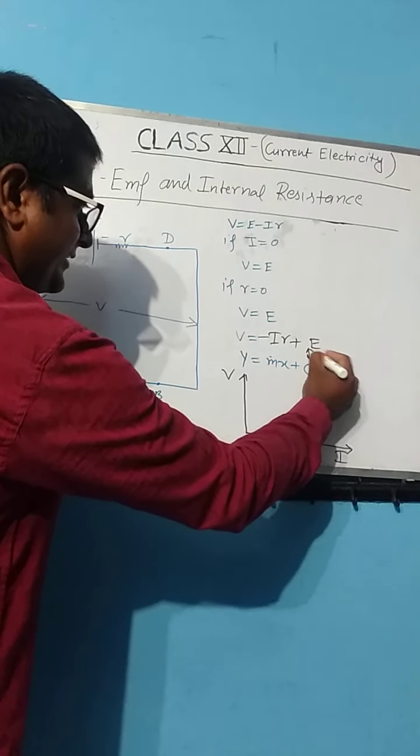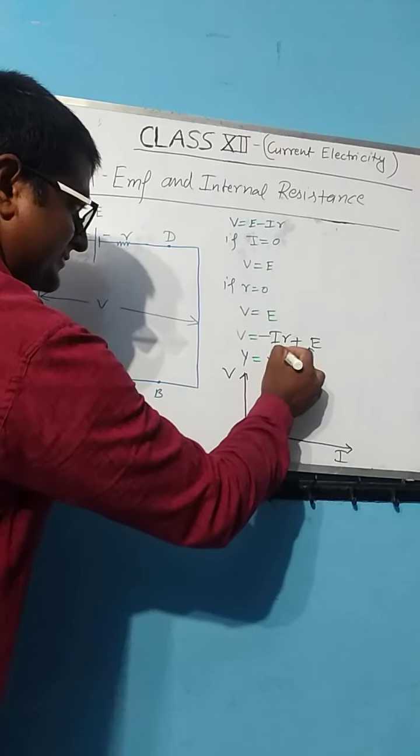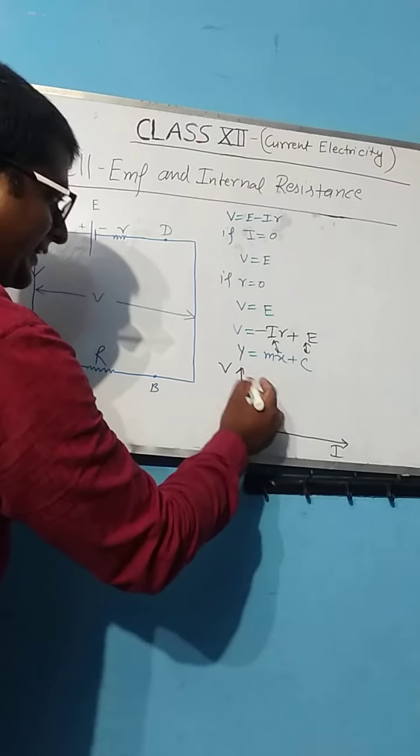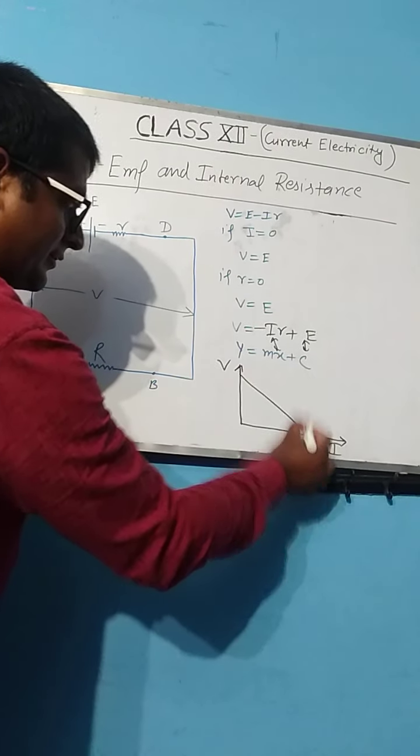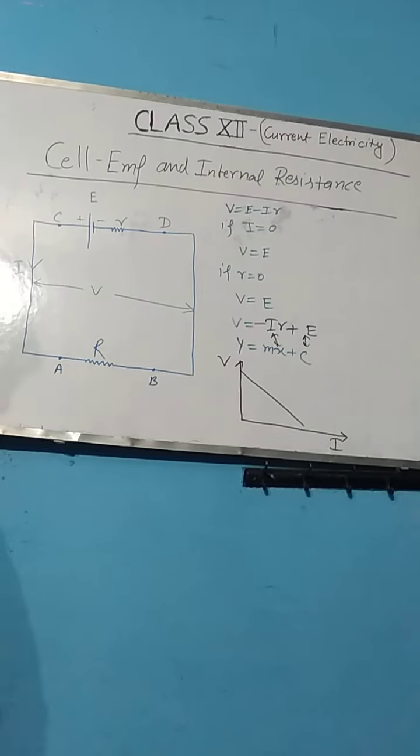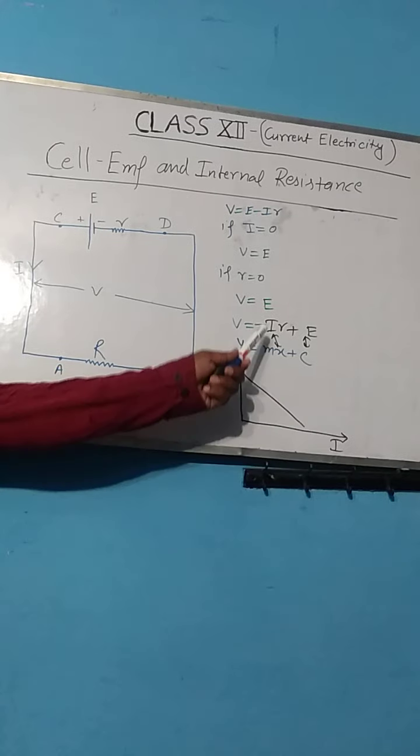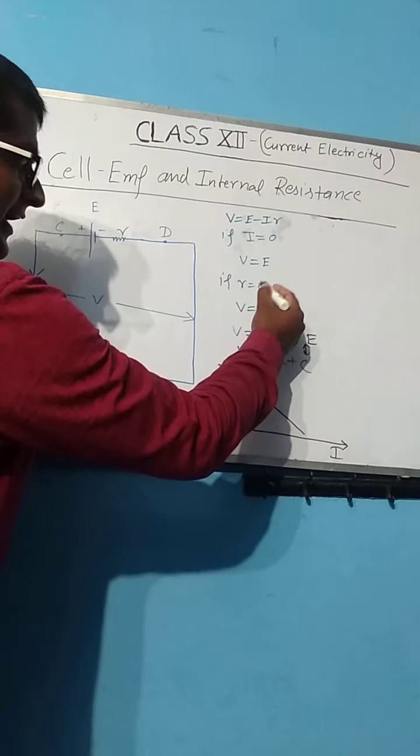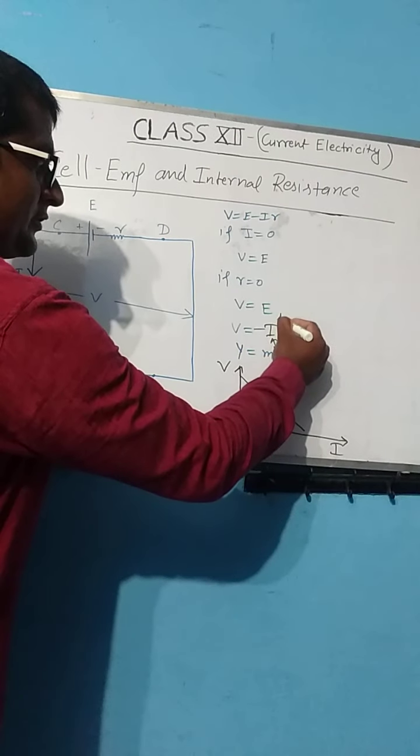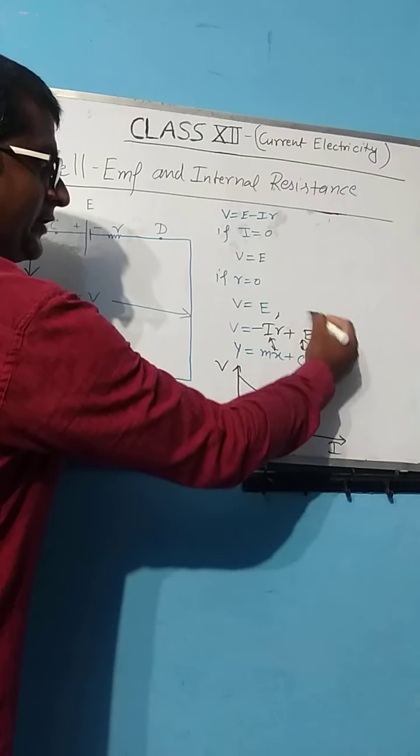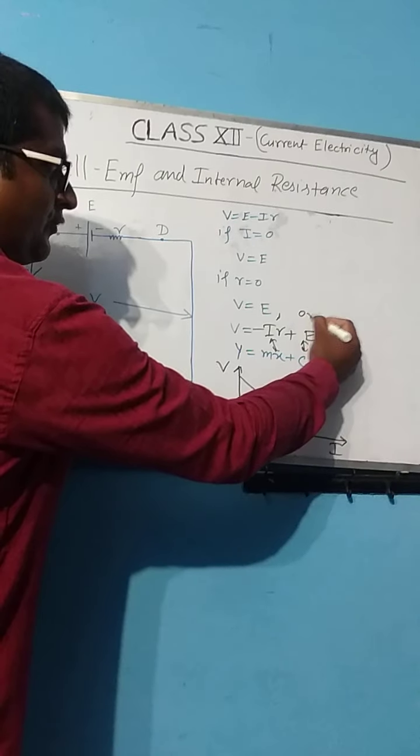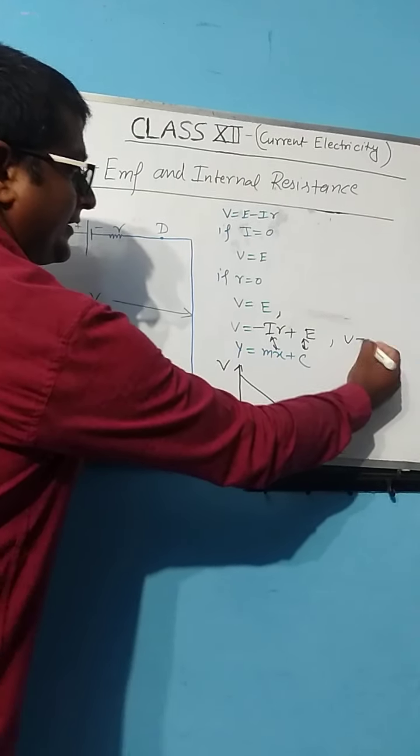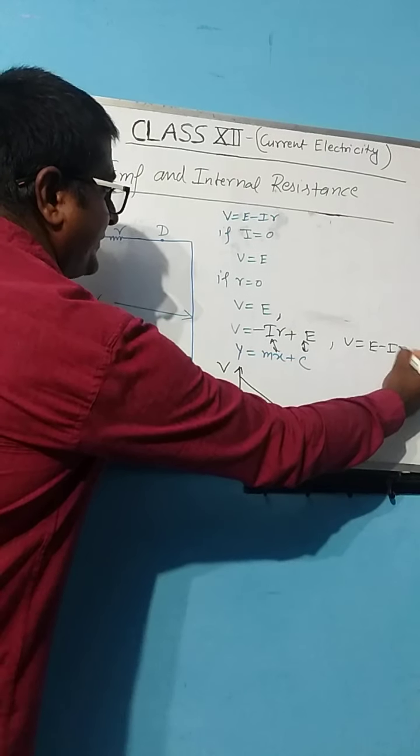So C is related to E, and in mx, the x value is I and the slope is R. The negative sign shows the slope will be negative, downward. So this is the graph of V equal to E minus IR. When we write V equal to E minus IR, this is for comparing.